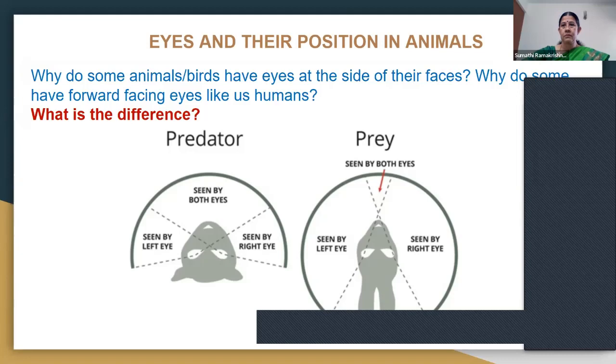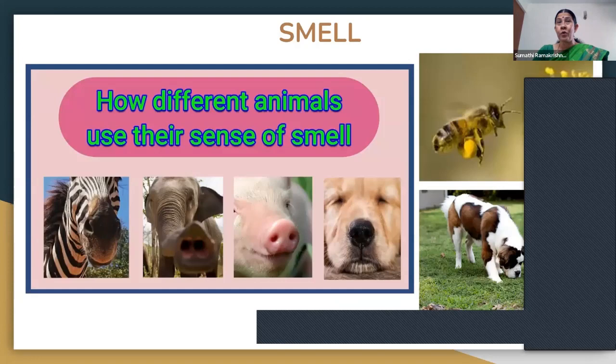Now, smell. The animals use their sense of smell also. How do they use this? See, a tiger or an animal, they have a boundary. The other animal won't encroach there. They won't go there. They have a marking with their urine or with their smell. They identify and they move out of that place.